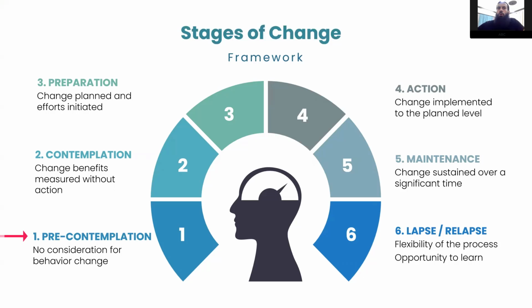The first stage, called pre-contemplation, corresponds to absence of consideration for quitting. This may also include denial of the negative effects of smoking or adverse beliefs or attitudes towards quitting. In the second stage, contemplation, the patient has a critical reflection about smoking and becomes increasingly aware of its negative effects and the potential benefits of quitting, yet no action is made at this stage towards quitting.